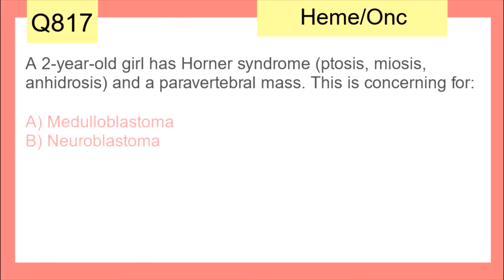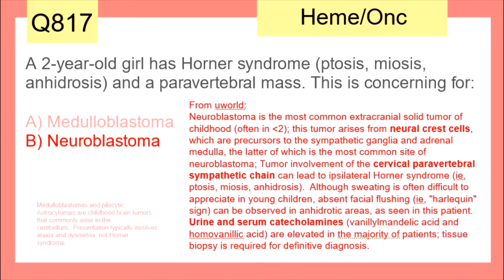817, a 2-year-old girl has Horner syndrome, ptosis, miosis, and anhidrosis, and a paravertebral mass. This is concerning for neuroblastoma, as we mentioned before. Patients with neuroblastoma can get Horner syndrome and a paravertebral mass.